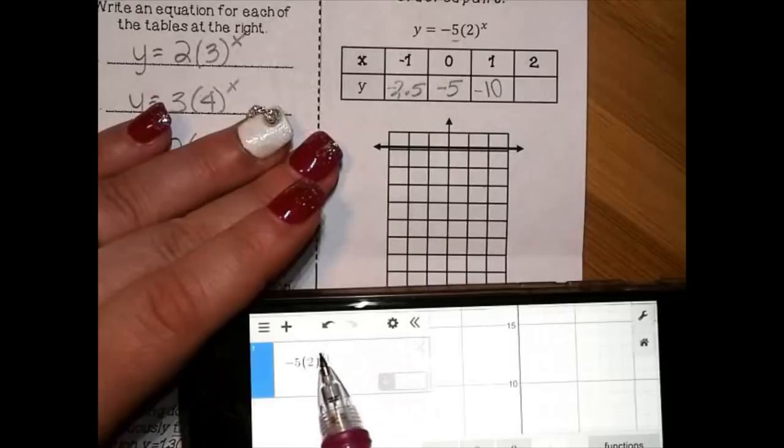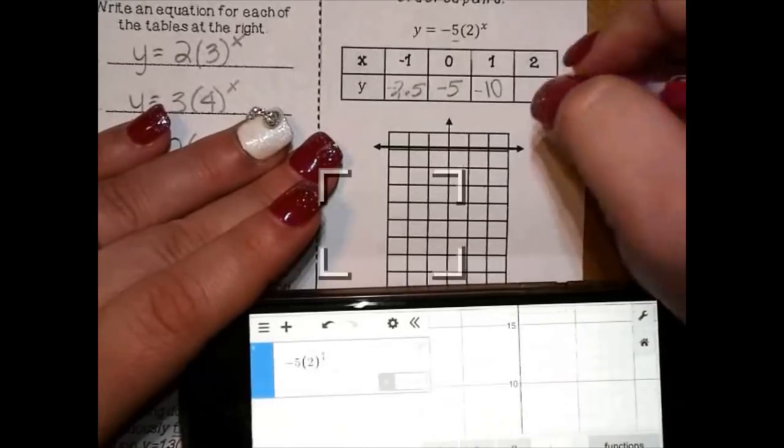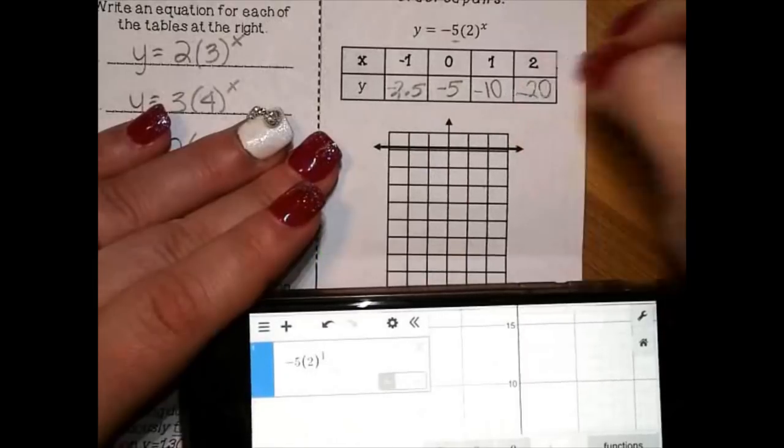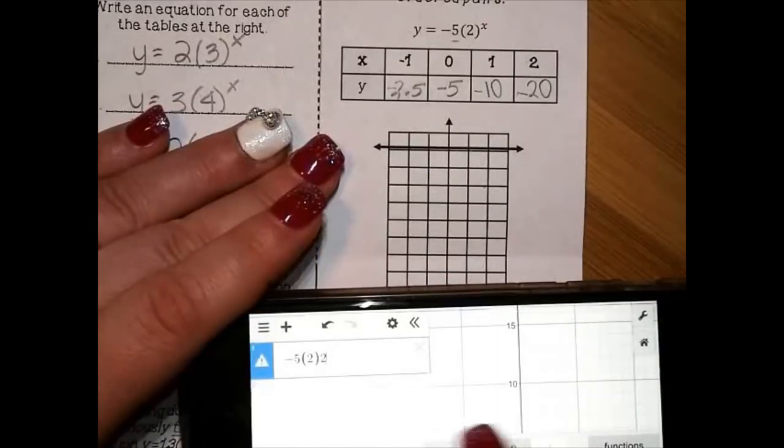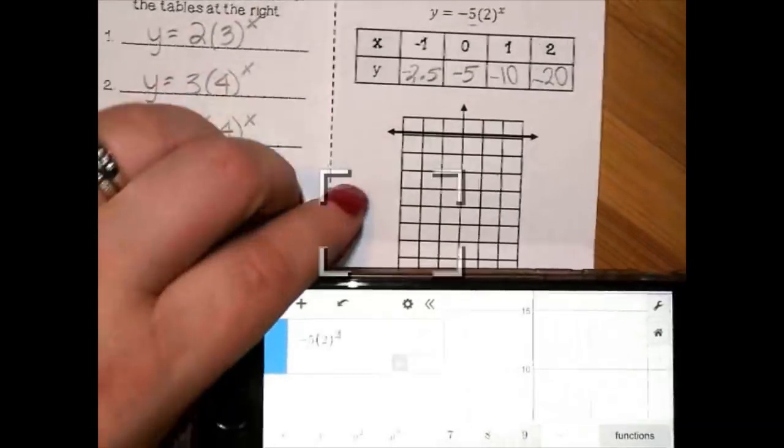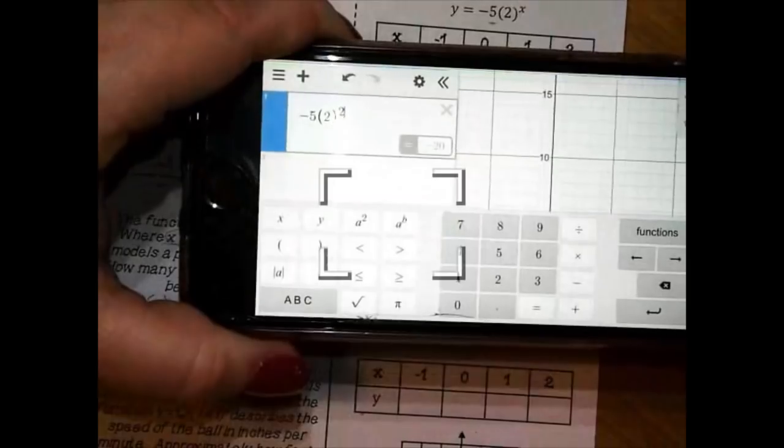And the next one you could really do on your own. 2 squared is 4. 4 times -5. This should be -20. We can verify that with the calculator again. So that's going to be to the second power. And we do get -20.